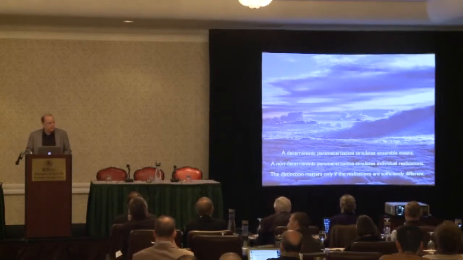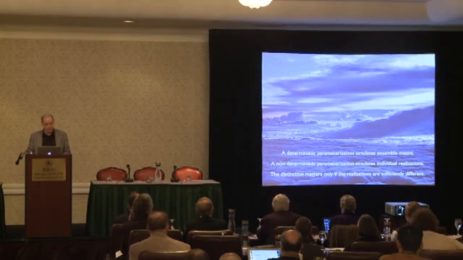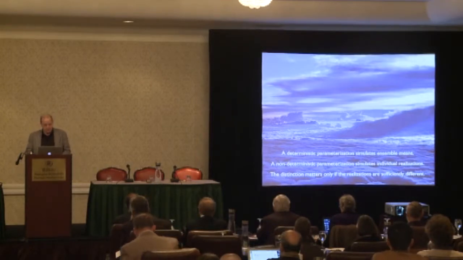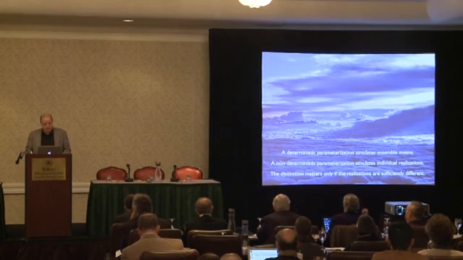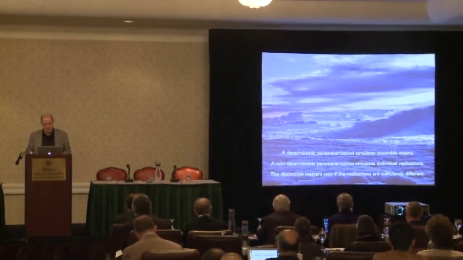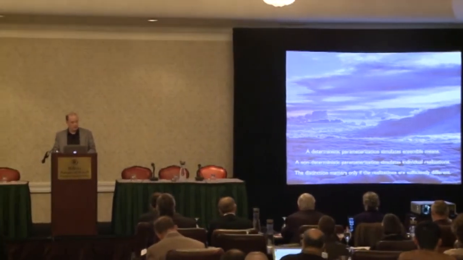So if we think about this in terms of parameterization for models, I would say a deterministic parameterization is intended, at least, to simulate ensemble means or expected values, most likely values, of the convective response for a given large-scale weather situation. A non-deterministic parameterization should pick one realization from that ensemble of possibilities and deliver that one as the model runs. This distinction only matters if the range of possibilities is sufficiently broad.